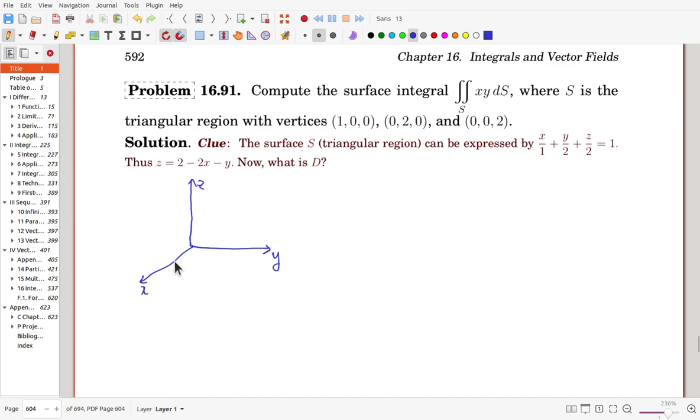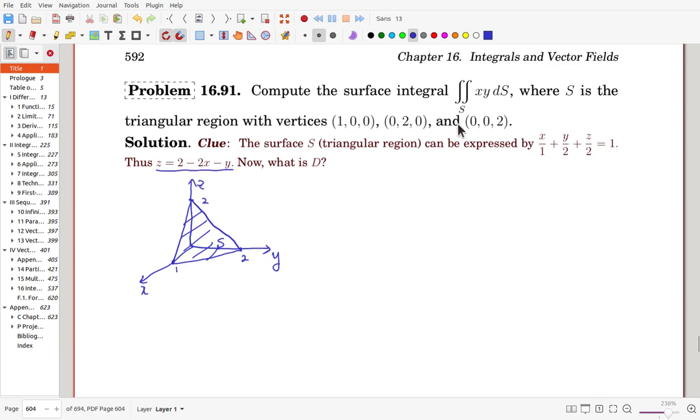In the x direction, the intercept is 1, in the y direction it is 2, and in the z direction again 2. So this triangle cut is the surface S. Right? Okay, that is S. Now, the surface can be expressed as x over 1, plus y over 2, plus z over 2, equals 1. Then after multiplying by 2, we rearrange it to get that one.